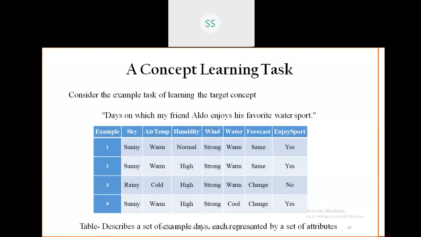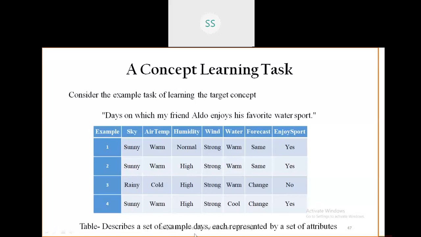And if the sky is sunny, air temperature is warm, humidity is high, wind is strong, water is cool, and forecast is going to change, then also you are going to play it. But if the sky is rainy and air temperature is cold and humidity is high and wind is strong and water is warm and forecast is change, then under such inputs we are not going to play the game, or we are not going to enjoy the sports.